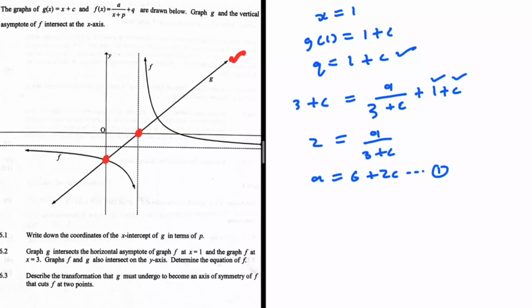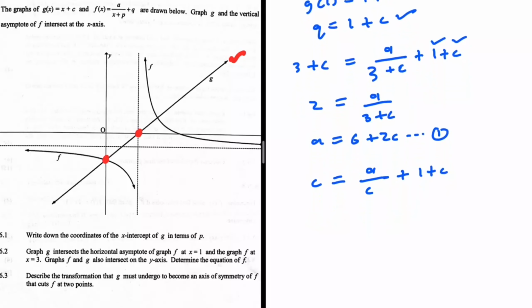It looks like it's that point on the y-axis where they intersect, and x equals 0, right? So if x equals 0 at that point, we know that we're going to have x plus c for g of x, which will just give us c because x is 0. And then for f of x, we would have a over 0 plus p, right? But p equals c, so c equals a over c, and then plus q. We know fully well that q is 1 plus c. So when you take it, look at this. If we take 1 plus c to the left hand side, we get minus 1 equals a over c. So a is equal to minus c.